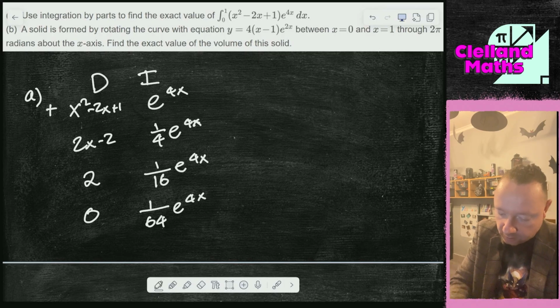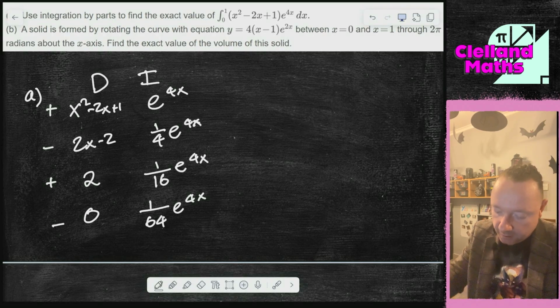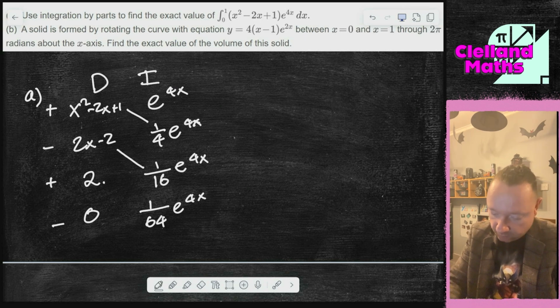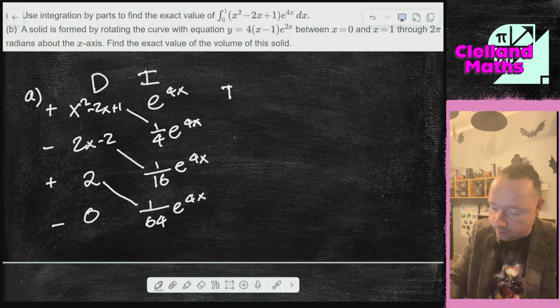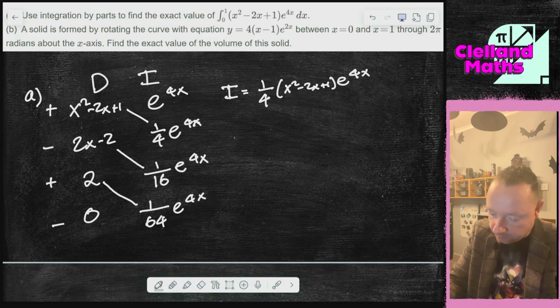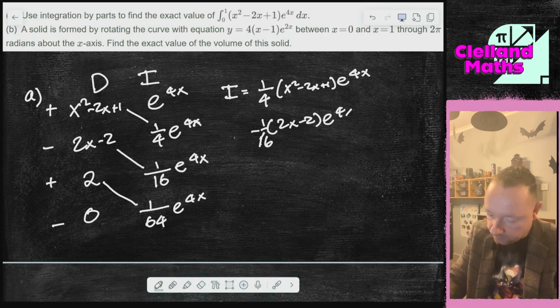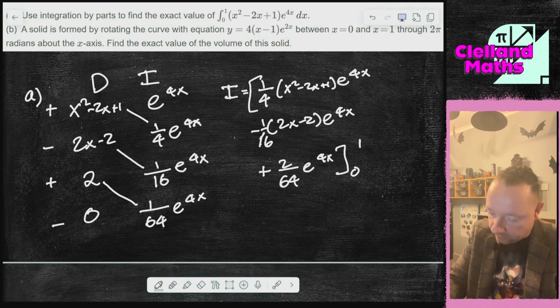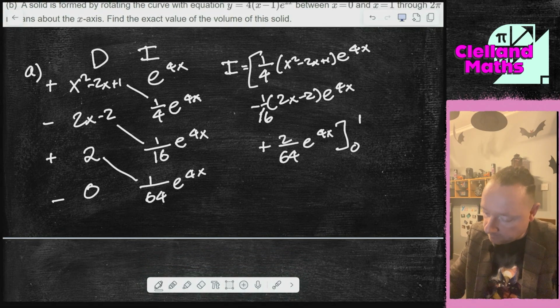And remember, you've got your signs plus, minus, plus, minus. Now, what this means is our integral becomes that times that minus that times that plus that times that minus nothing. So our integration just becomes 1/4 (x squared minus 2x plus 1) e to the 4x minus (2x minus 2) times a quarter again, a 16th, e to the 4x plus 2 over 64 e to the 4x, all between 0 and 1. Now we can tidy that up and then substitute our numbers in.